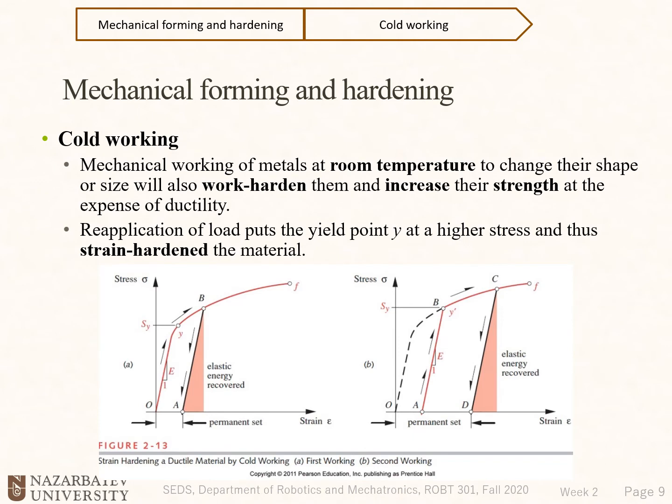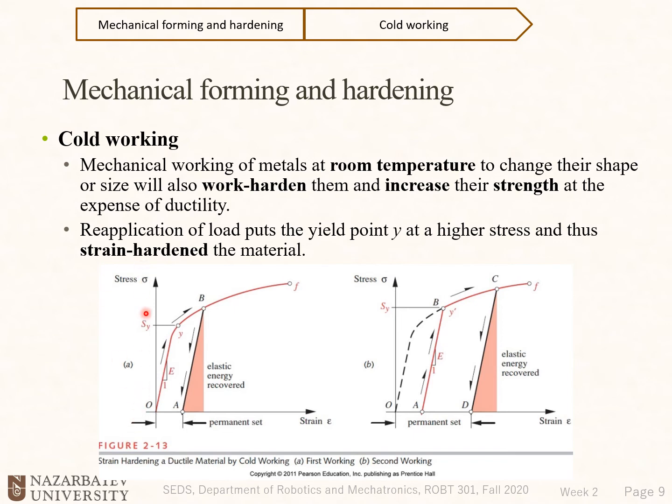So the mechanical property of the part could change by these types of processes. Mechanical working of metals at room temperature to change their shape or size is also called work hardening and increases their strength at the expense of ductility. Reapplication of load puts the yield point at a higher stress and thus strain hardens the material.